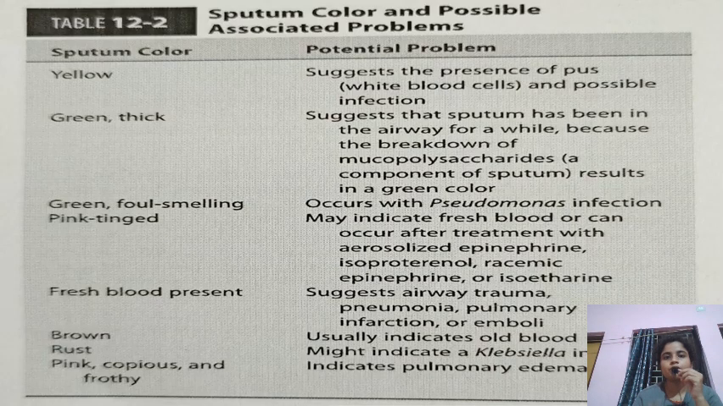Next, based upon the sputum color, you will be able to assess what problem might be associated. Yellow means presence of pus, white blood cells, and possibly some infection. Green thick means the patient might have some airway infection or breakdown of mucopolysaccharides, a component of sputum. Green foul smelling means a Pseudomonas infection might be there.